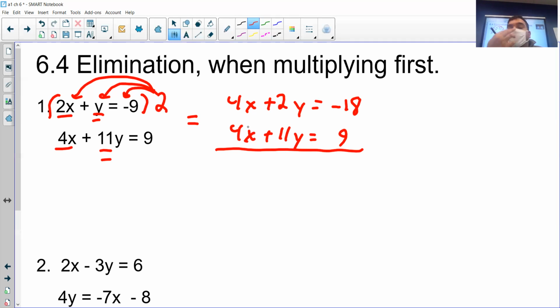I looked at y. You're looking at y. What's easier, Sherelle, to make 2 into 4 or make 1 into 11? So that's why I chose 2. Yeah, you want a variable to disappear. You don't want the constant to disappear.